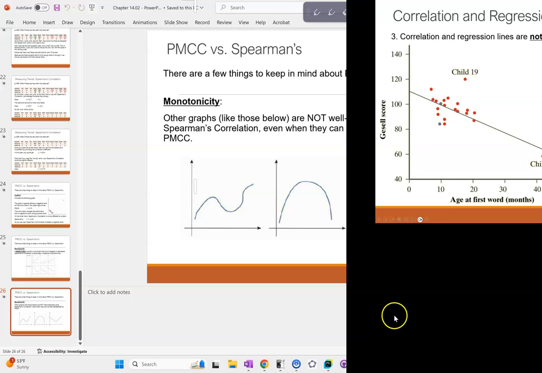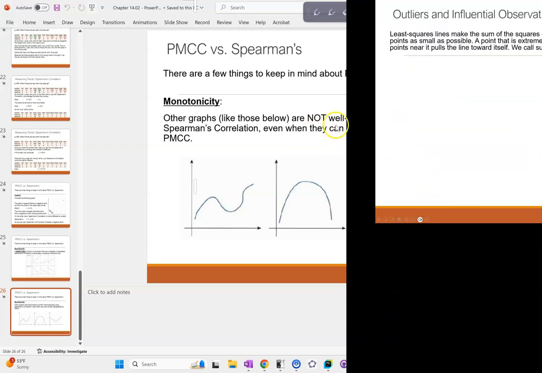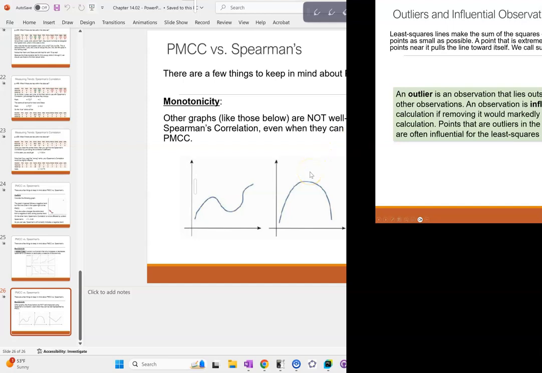So we say stuff like child 18 are influential. These are points that have a really strong impact on our R value. Typically, those are going to be outliers in the X direction. Again, this is a little piece of vocab about what we talked about.